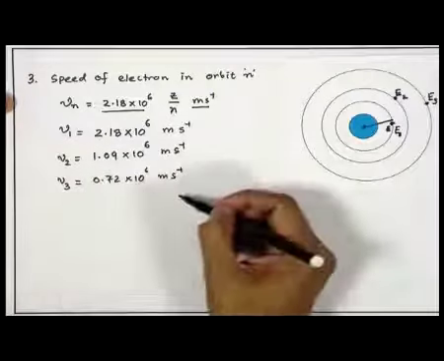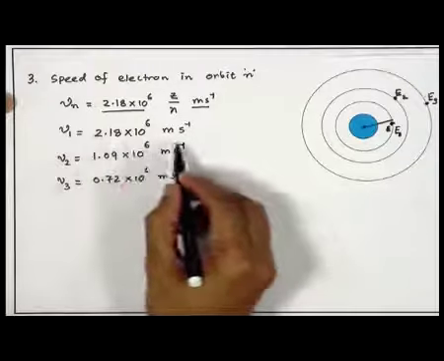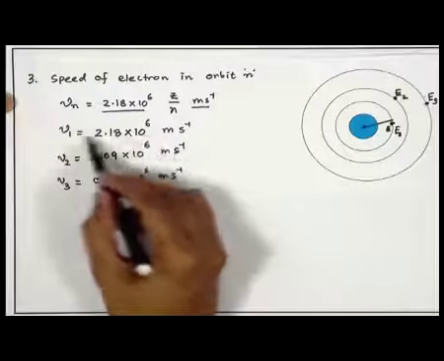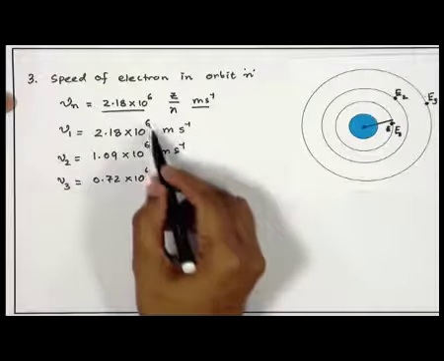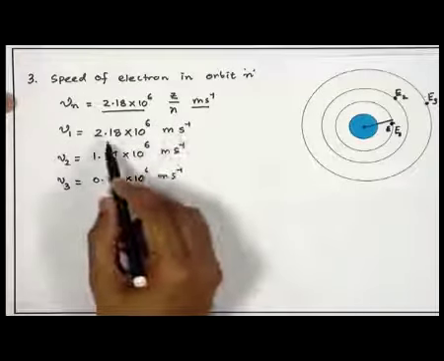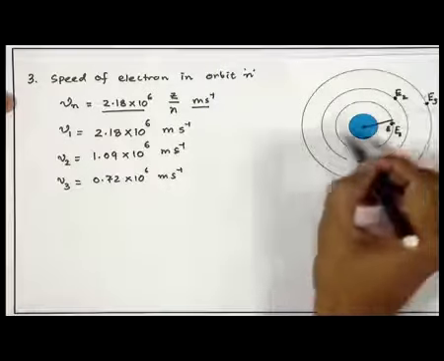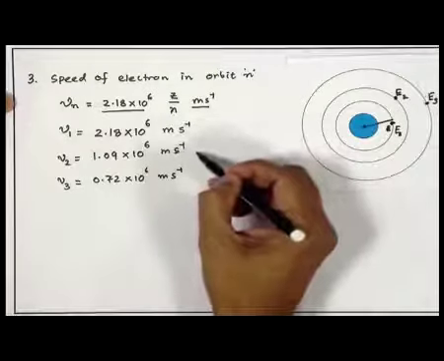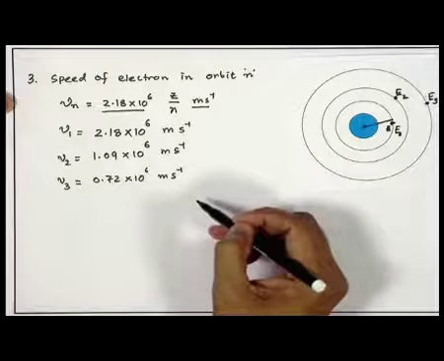What you see here is that, first of all, the speed of the electron is somewhat close to the speed of light. Speed of light is 3 into 10 to the power 8 meter per second. So, it is only 2 orders of magnitude less than the speed of light. So, it is quite high speed. But we also see that as we go farther and farther from the nucleus, the speed of the electron keeps decreasing.